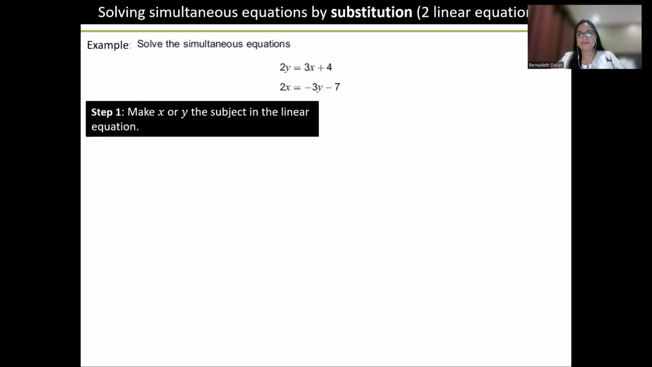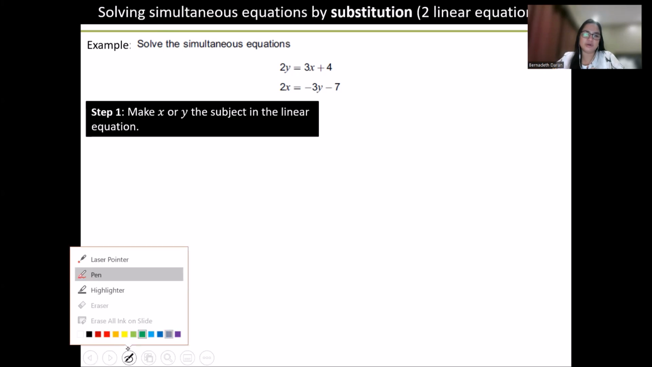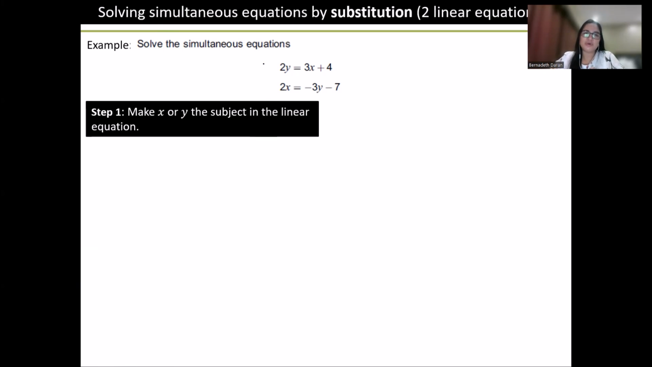What's the first step? We make x or y the subject in the linear equation. What do we mean by that? We will try to solve for either x or y, whatever your decision is, it's really up to you, in any of the equations. So for example, this is my first equation, and this is my second equation.